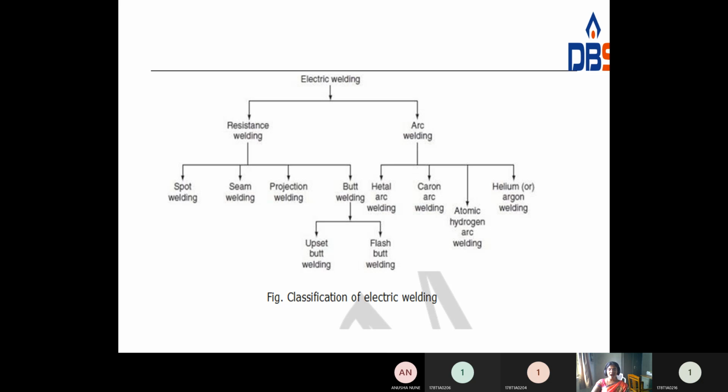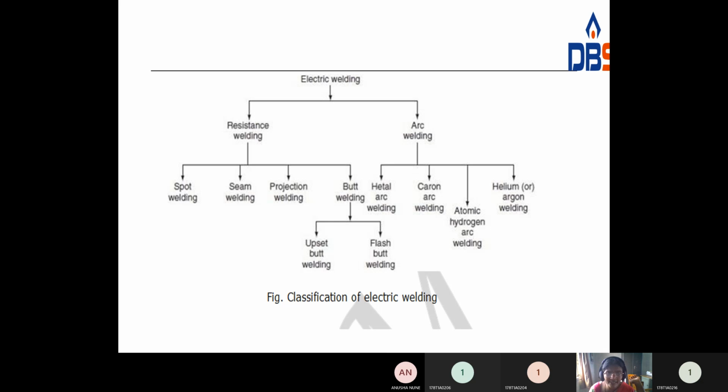So coming to arc welding, here you have to give four types. What are those? Metal arc welding, carbon arc welding, atomic hydrogen arc welding, helium or argon welding. These are the types of welding.